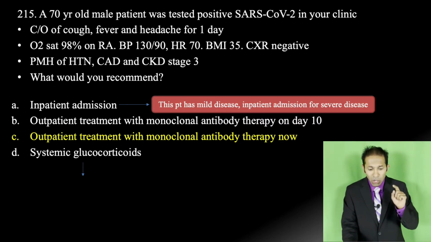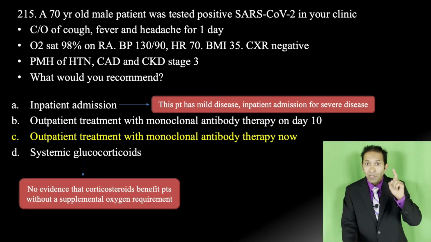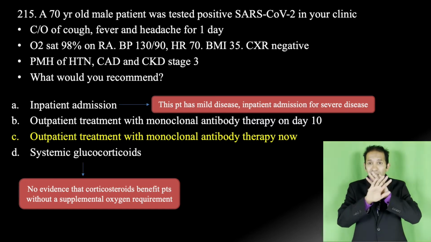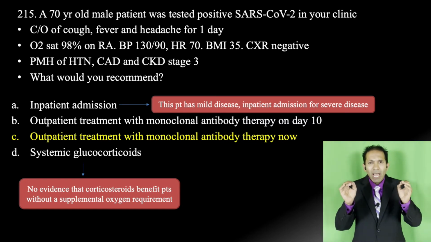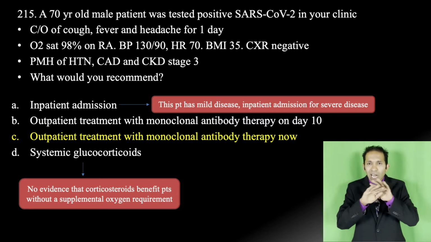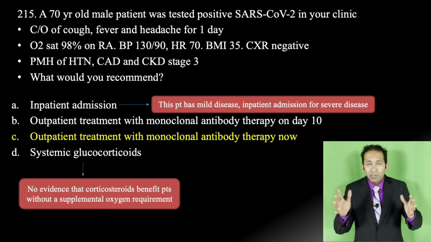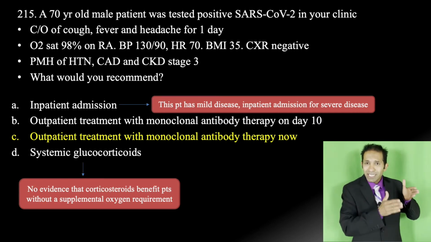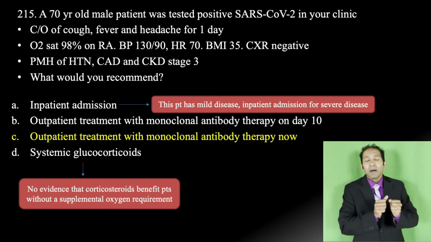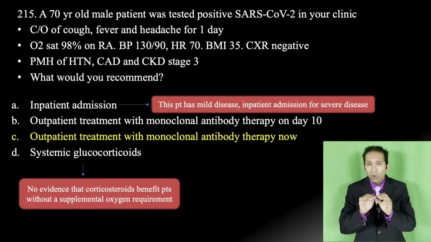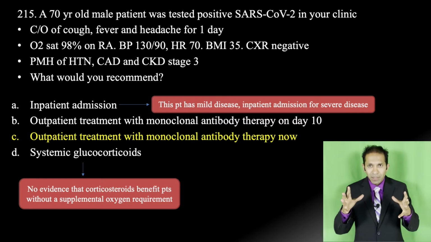Let's talk about option D, systemic glucocorticoid. This option is incorrect. There's no evidence that steroids benefit patients without supplemental oxygen requirement. We typically give steroids to patients who are admitted in the inpatient setting. We give them Decadron, but steroids have no role in patients who have mild disease, who are not on oxygen therapy. Okay.